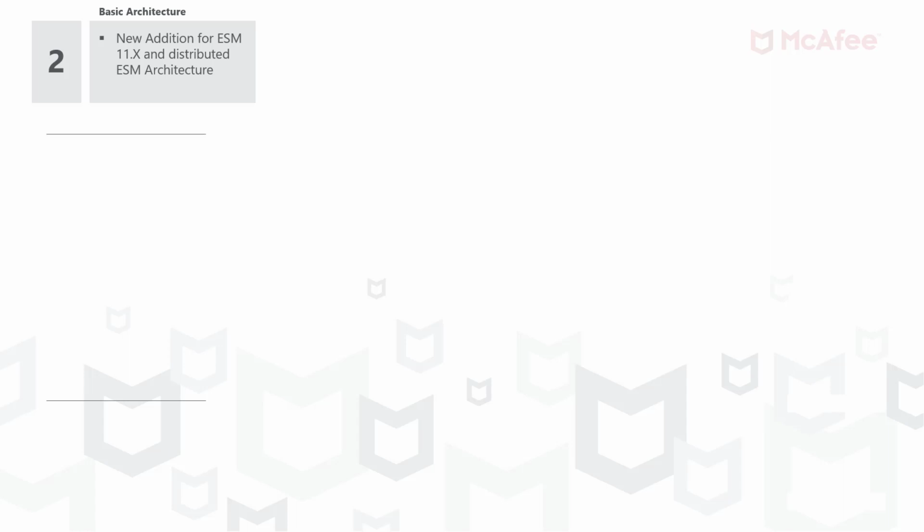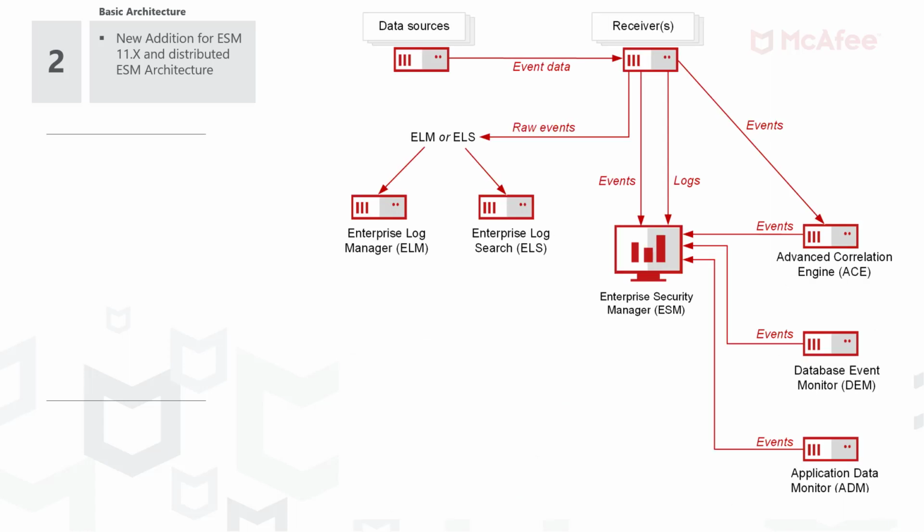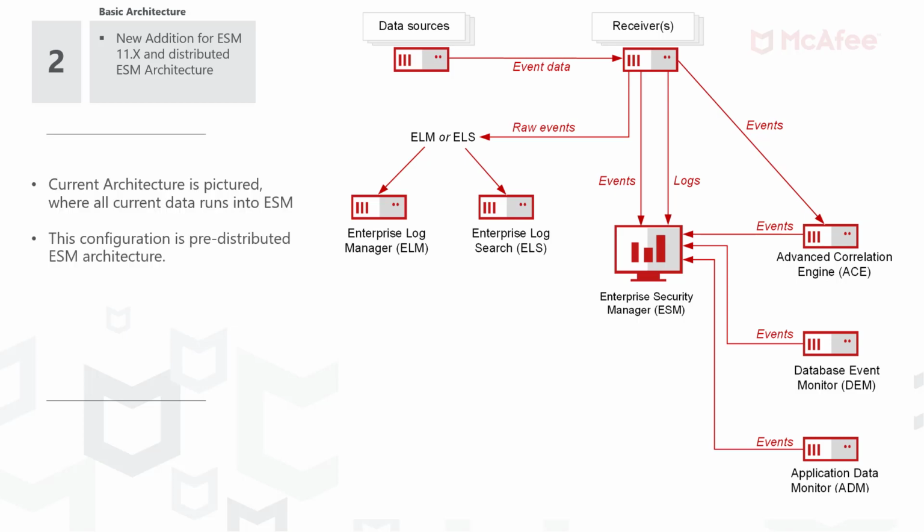So with the introduction of ESM 11, there are some new features that have come into play. So here you can see the architecture, right? This is an example of what the ESM 10X currently looks like. ESM is still the main center focal point for where all the data initially traverses. And this configuration is a pre-distributed ESM architecture. So as in there's no clustering, no additional ESMs that it configures.